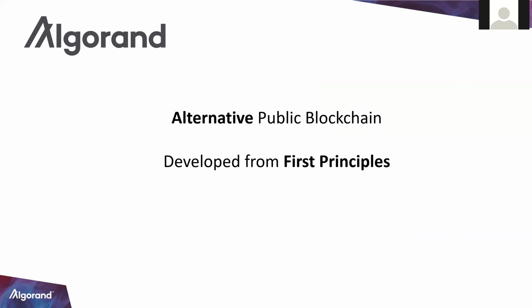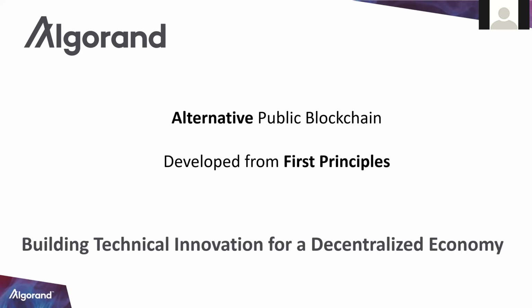So we have mathematically proved our correctness and safety, and based on this analysis, we are confident that our blockchain has been properly designed to achieve what we want to achieve. And really, Algorand is working to build technical innovations to be the infrastructure of a decentralized economy.